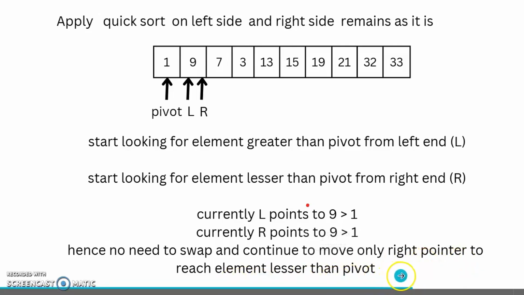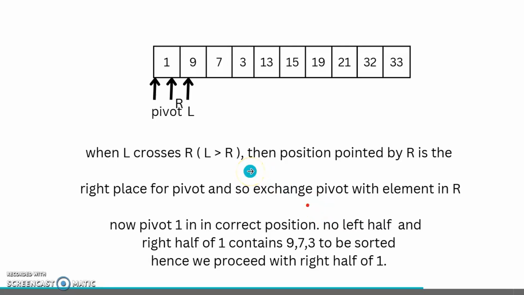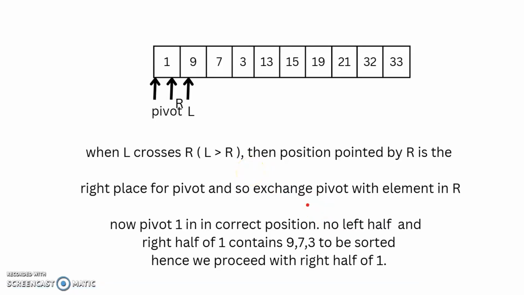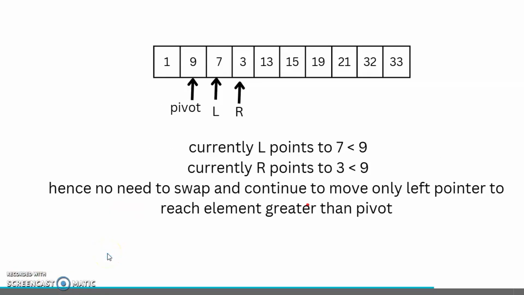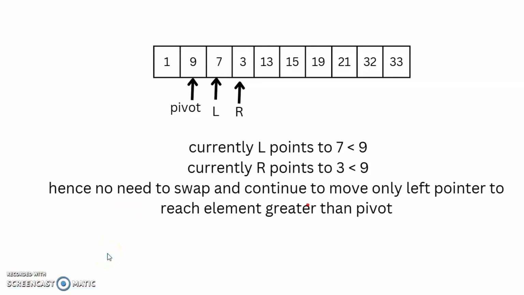If you move the right pointer one step further, the left pointer crosses the right pointer, that is, L crosses R. That means the position pointed by the right pointer is the correct place for the pivot element. That means the element 1 is in the correct place now. So there is no need to do any exchange operation, and also there is nothing left of the element 1. So we have to focus only on the right half of the element 1.